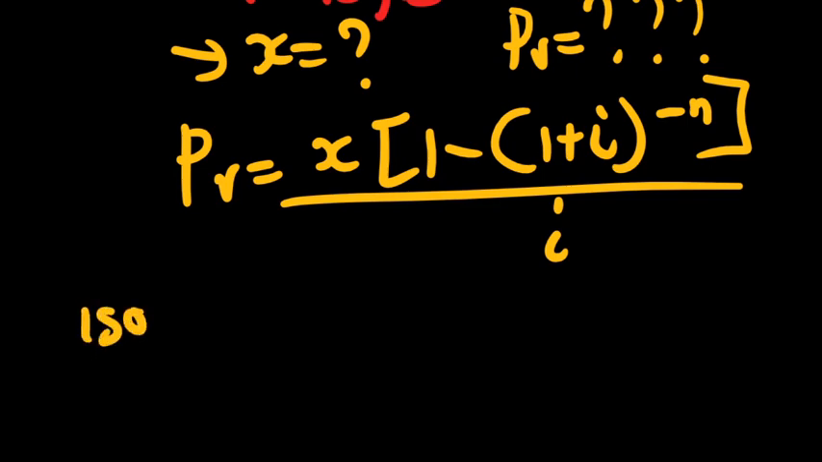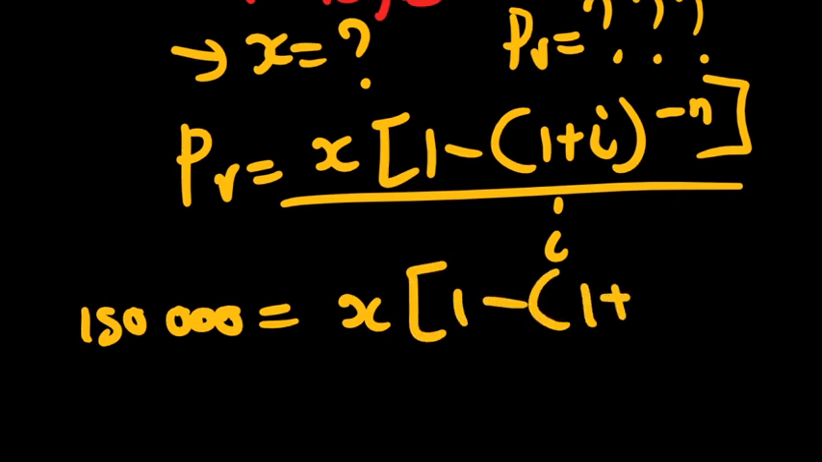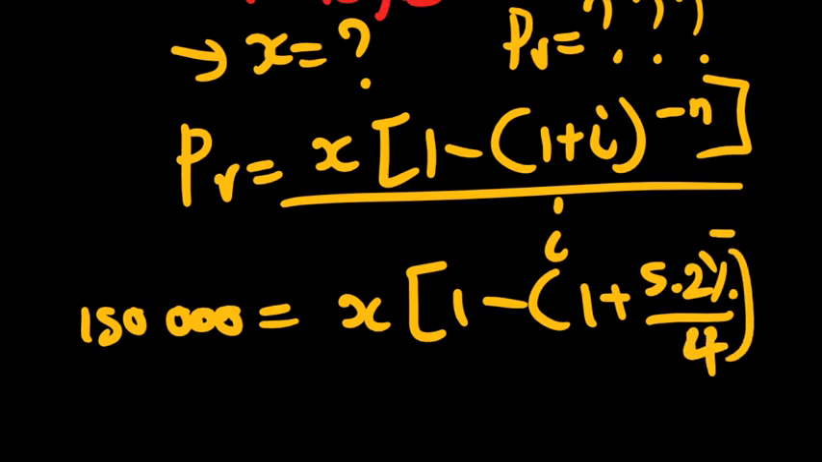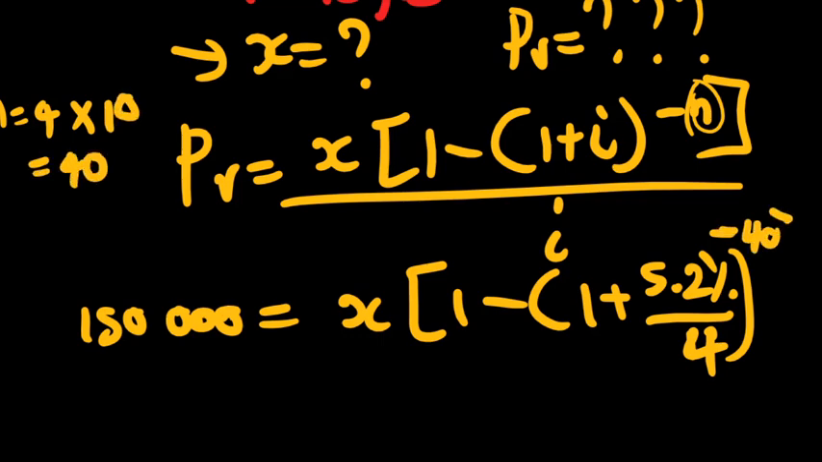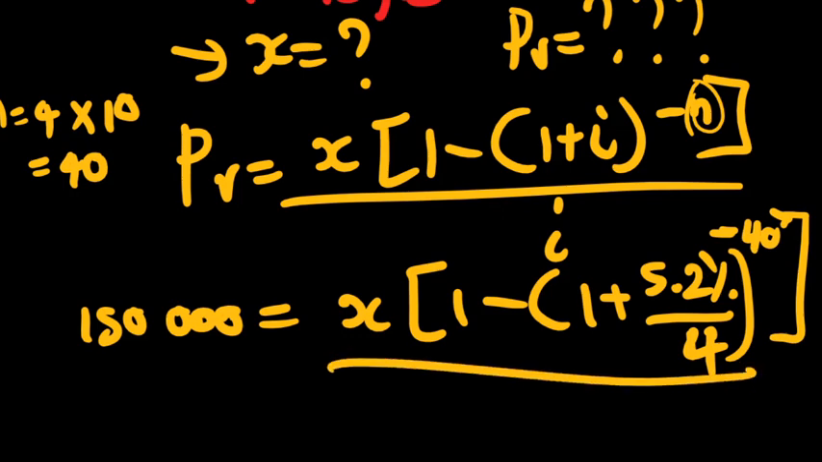So 150,000 rand is equal to x into 1 minus 1 plus 5.2%, right? It's 5.2 over 4 because it's compounded quarterly, to the power of minus n. So remember, the n is not the number of years, it's the number of payments. So n is equal to 4 for the quarterly, and then it's for a period of 10 years, so it's going to be 40. So it's minus 40, and then you say 5.2% all over 4.